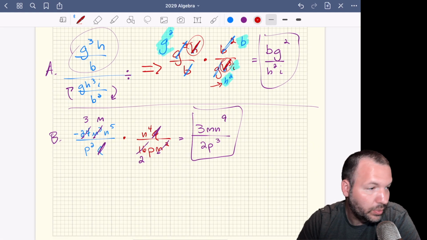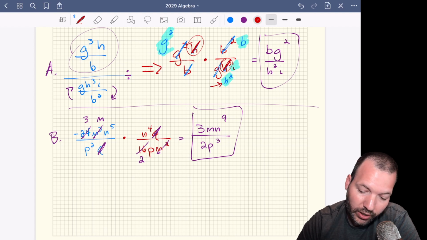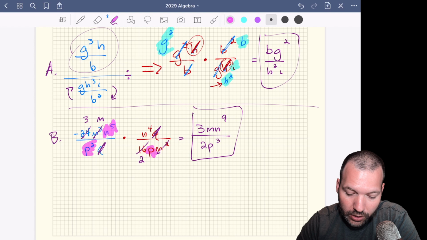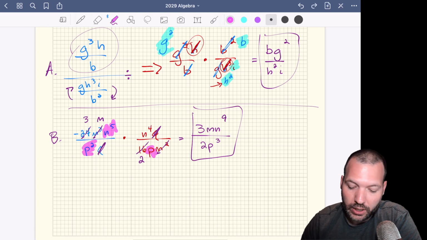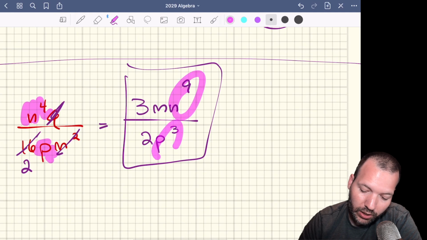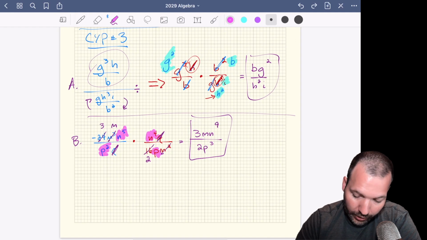Check your progress 3B. I got 3mn to the 9th over 2p cubed, and you want to be very careful with a lot of your cancellation. So notice this p squared and this p don't cancel because they are both in the denominator. Same thing here with the n to the 5th and the n to the 4th. We're multiplying them, not dividing them, and so they do not cancel. They just combine and make p to the 3rd in the denominator, n to the 9th in the numerator. And I don't think I missed anything else, so that's that.